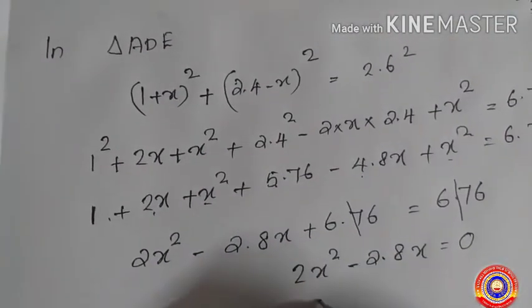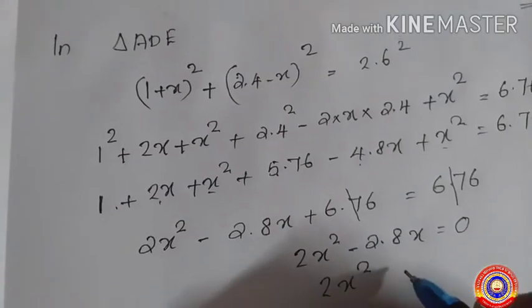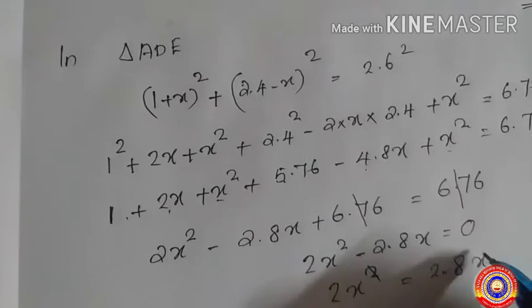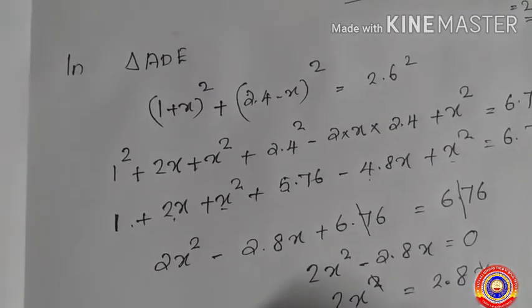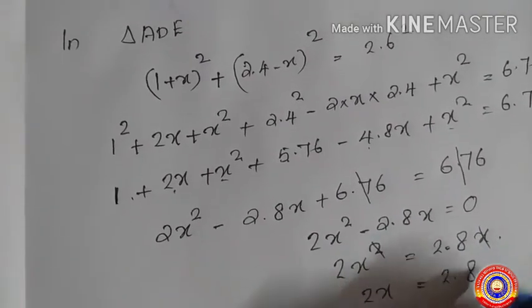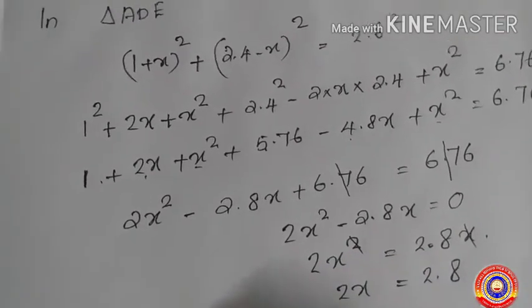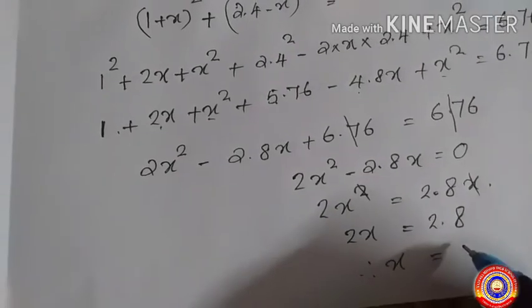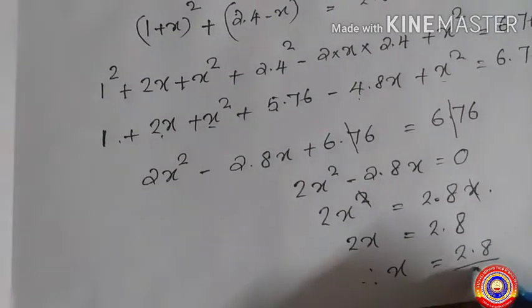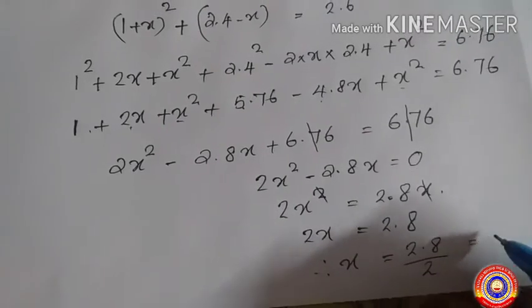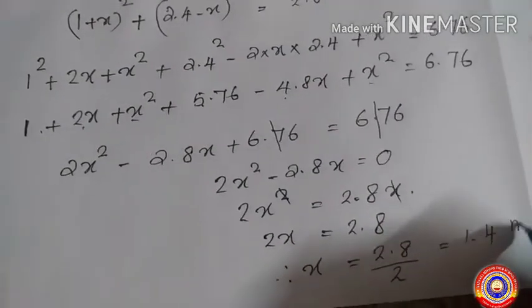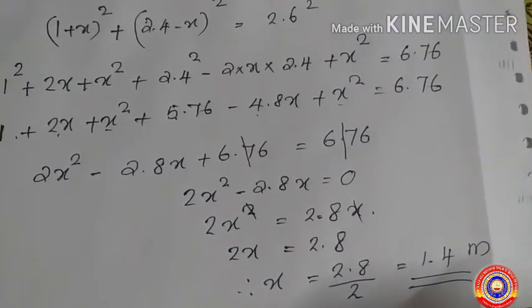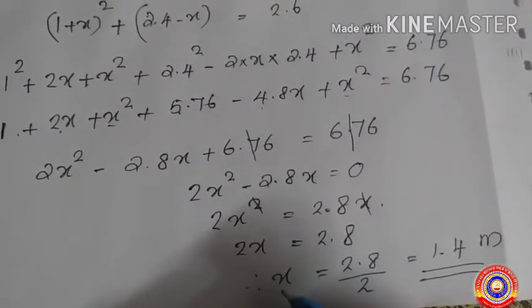2x square equals 2.8x. So from both sides we have to cancel x. Okay. 2x equals 2.8. x equals 2.8 divided by 2 equals 1.4 meter. x means the distance moved and it is equal to 1.4 meter. Okay.